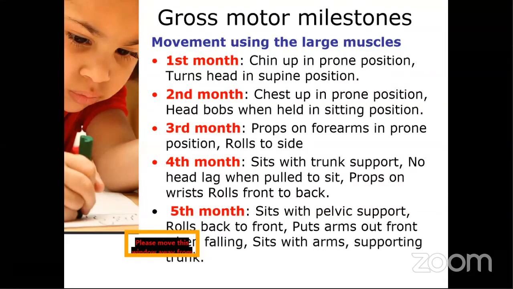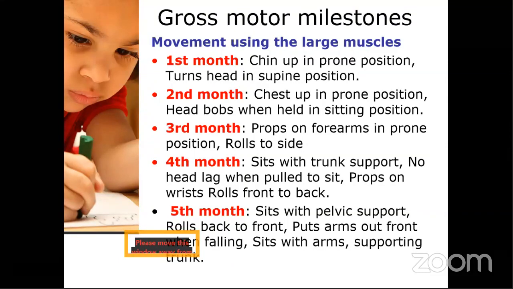In the second month, chest up in prone position, head bobs when held in a sitting position. When you hold the baby in the hand, then the head falls, so head bobs will occur. Third month, props on forearms in prone position, rolls to side. Fourth month, sits with trunk support. When you make the baby sit with support, the baby is able to sit. Head lag sometimes, but neck holding will be achieved at this age.